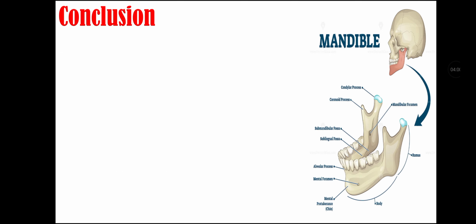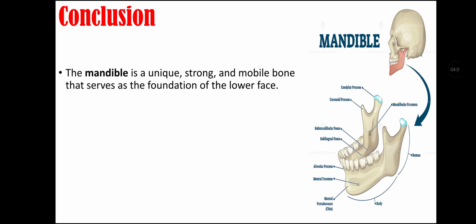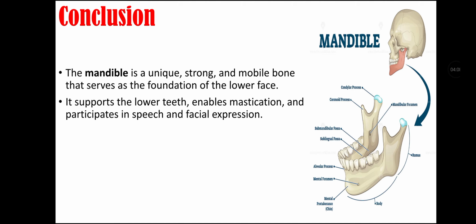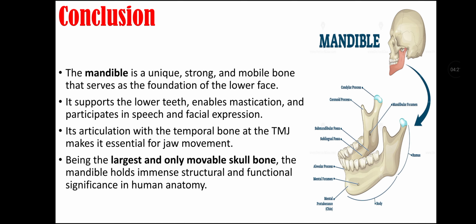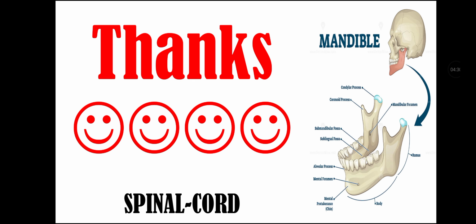Conclusion of this lecture video. Mandible is a unique, strong, and mobile bone that serves as the foundation of the lower face. It supports the lower teeth, enables mastication, and participates in speech and facial expression. It articulates with the temporal bone at the temporomandibular joint that makes it essential for jaw movement. Being the largest and only movable skull bone, the mandible holds immense structural and functional significance in human anatomy. And this was all about mandible.